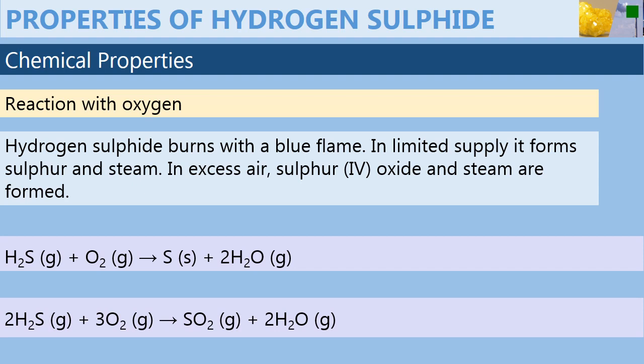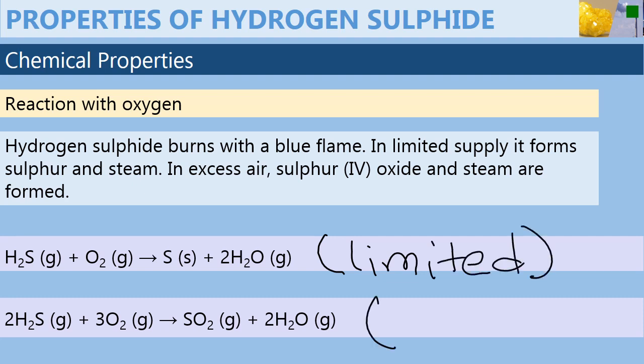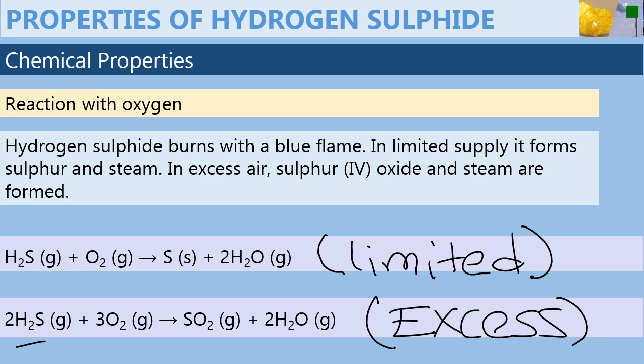And notice that the first equation represents the reaction in limited amount of air, and the second equation represents the reaction for excess oxygen or amount of air. That can also be evident from the reacting ratios. You can see that 2 moles of hydrogen sulfide react with 3 moles of oxygen. 3 moles of oxygen is excess, it's only 1 mole of oxygen, meaning it is limited.